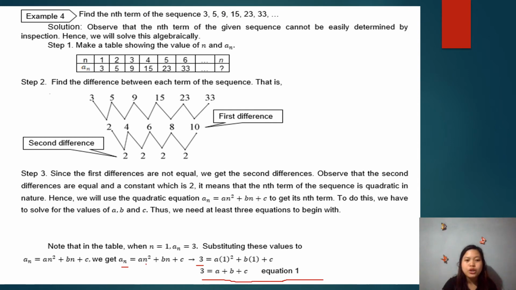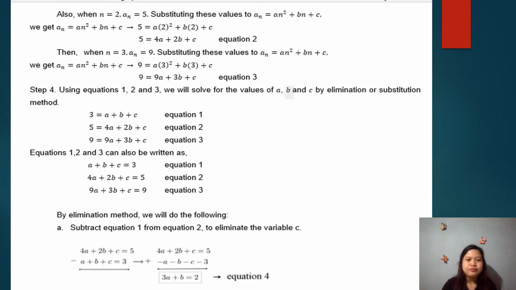Again, we will get three equations, so we go up to the third term. Also, when n is equal to 2, a sub n is equal to 5. Substituting these values to a sub n equals an squared plus bn plus c, we replace a sub n with 5 and n with 2. So a times 2 squared plus b times 2 plus c. We have 5, and 2 squared, that's 4 times a, that's 4a, b times 2, that's 2b, plus c. So here is our second equation: 5 is equal to 4a plus 2b plus c.